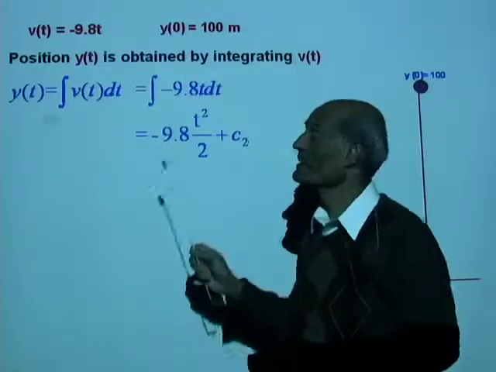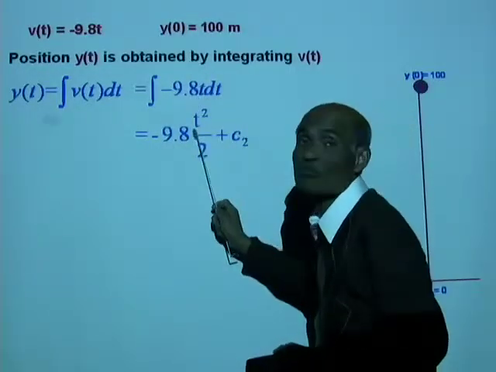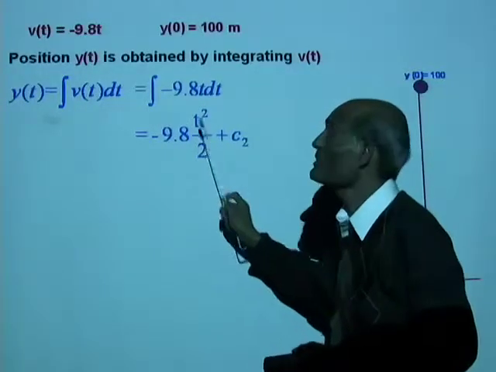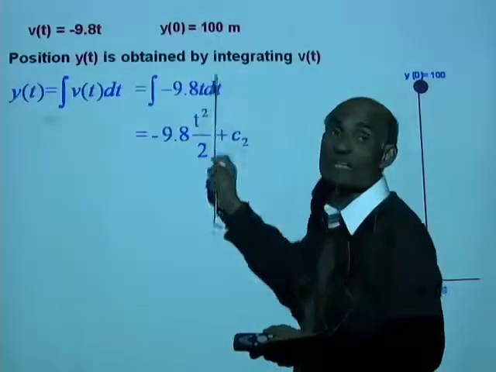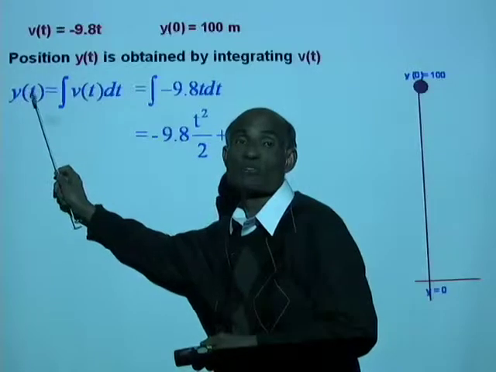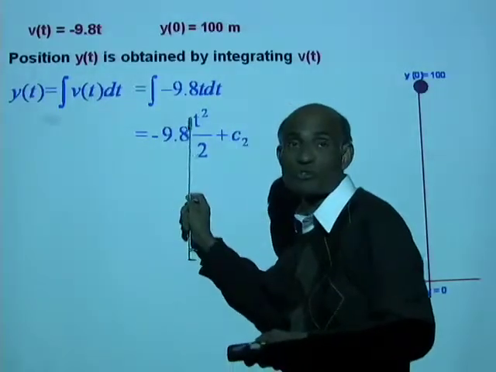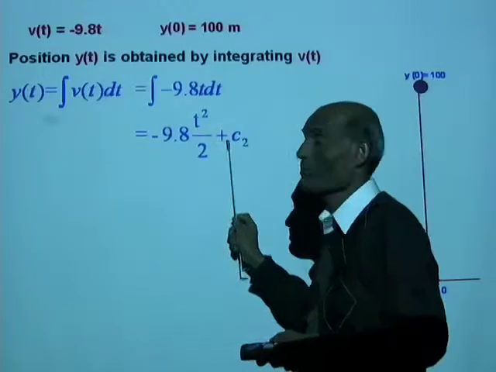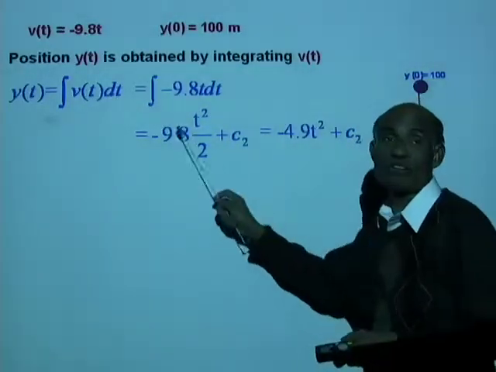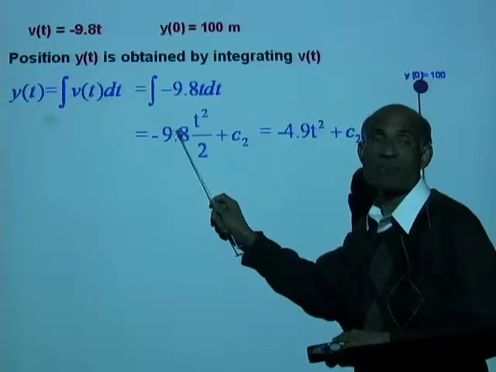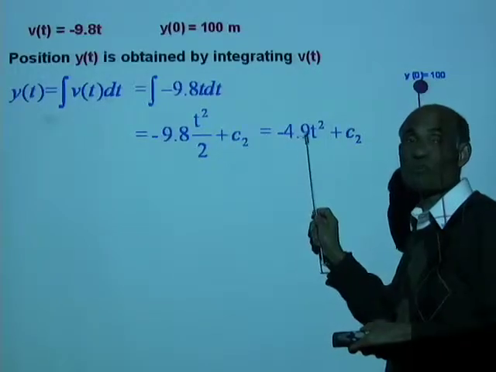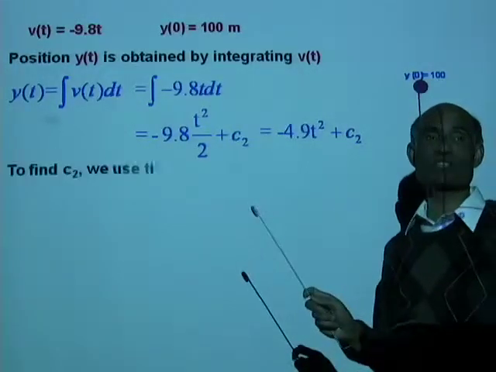What is that situation? That situation tells us that when t is 0, you replace this t by 0, then the position is 100 meters. When t equals 0, y equals 100. So we can write 100 equal to 0, this will become 0, plus c2. Now I simplified this. You see, 9.8 divided by 2 is 4.9. So this is negative 4.9 t squared plus c2.